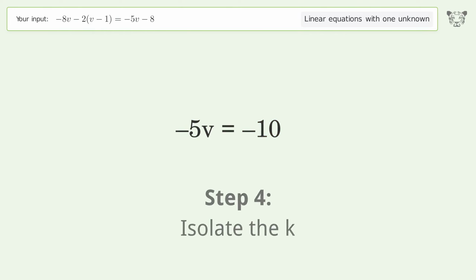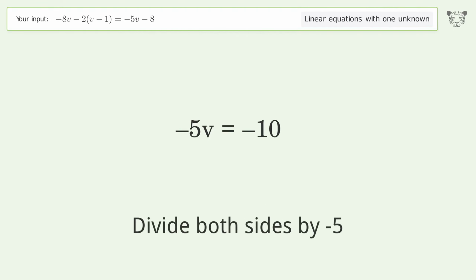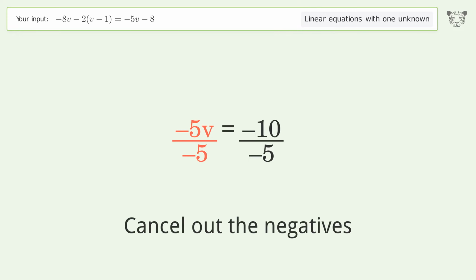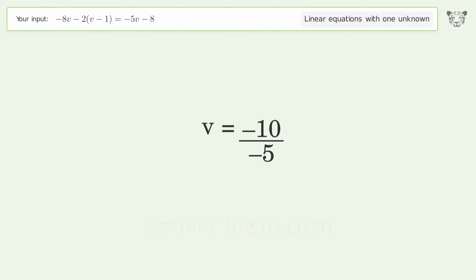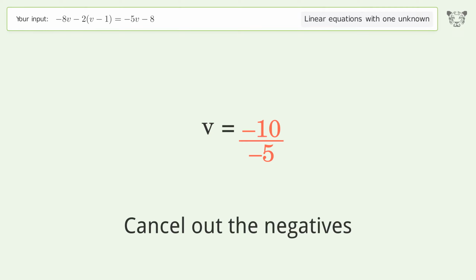Isolate the v. Divide both sides by -5. Cancel out the negatives. Simplify the fraction. Cancel out the negatives.